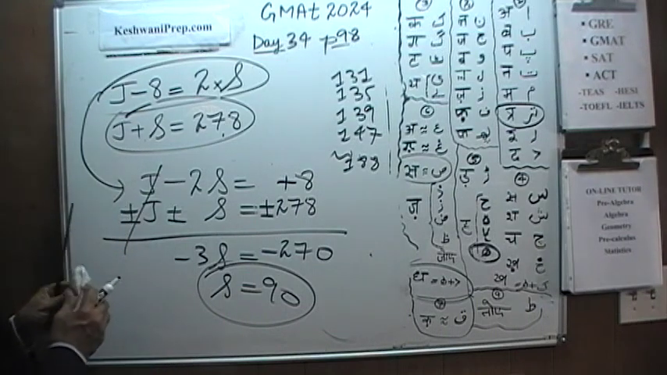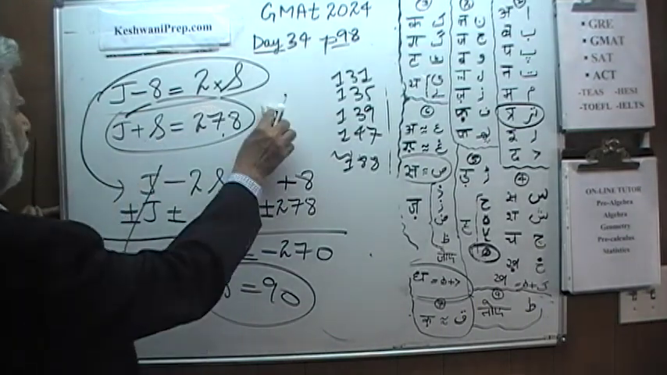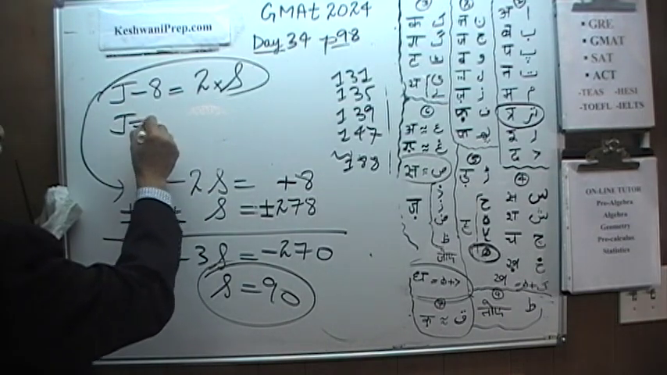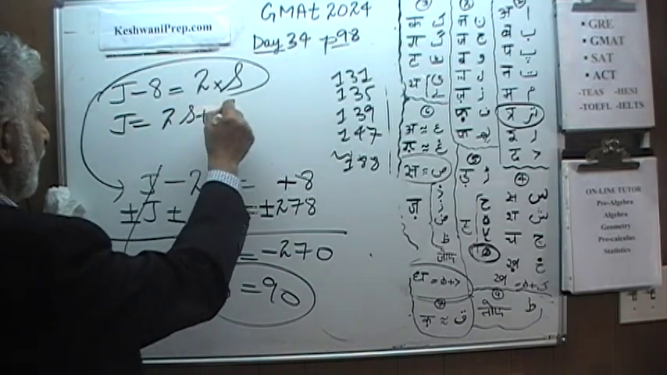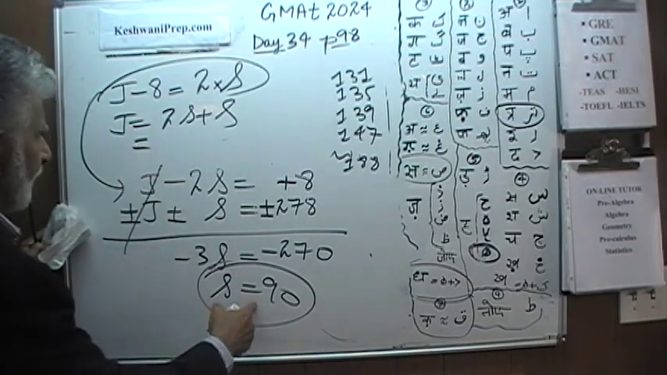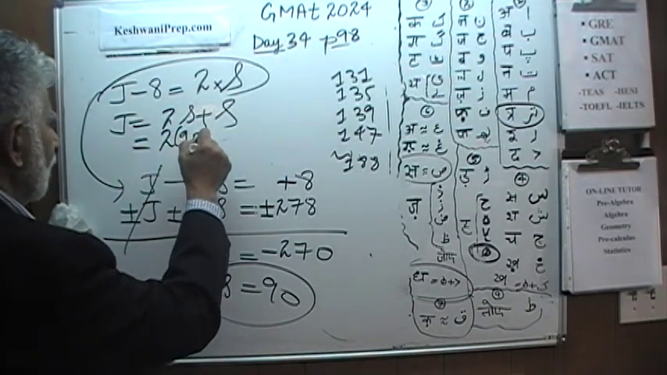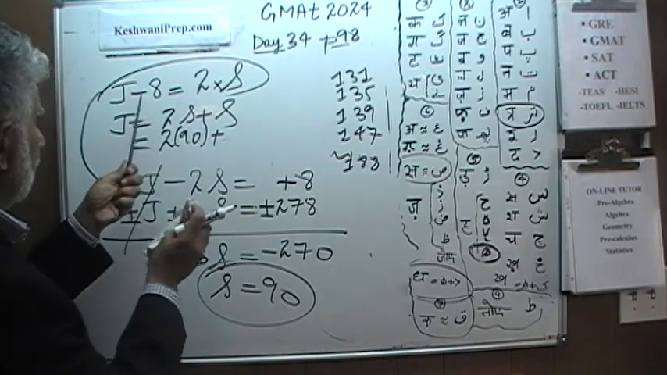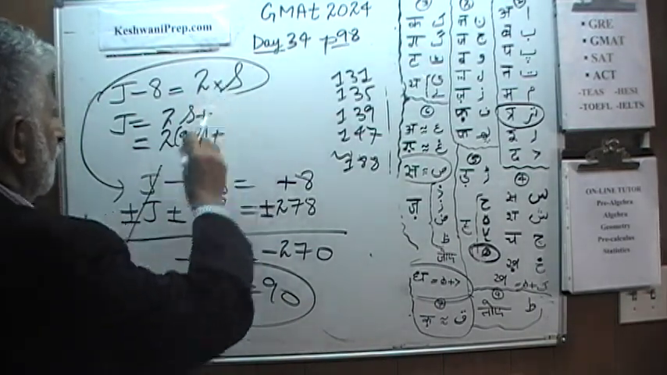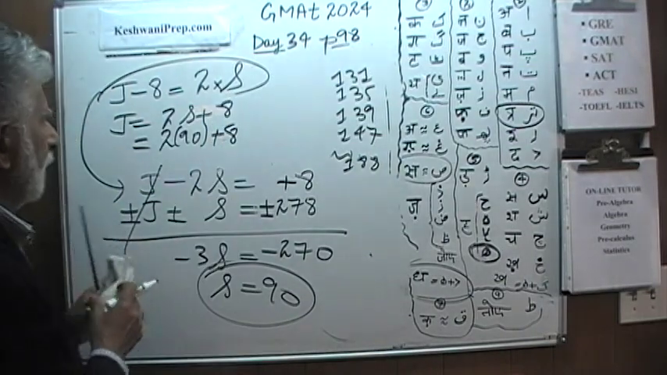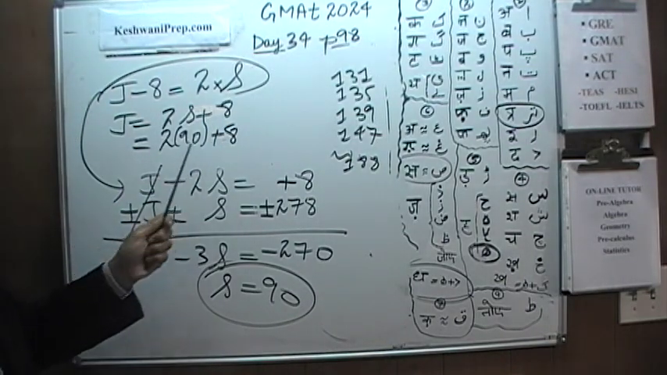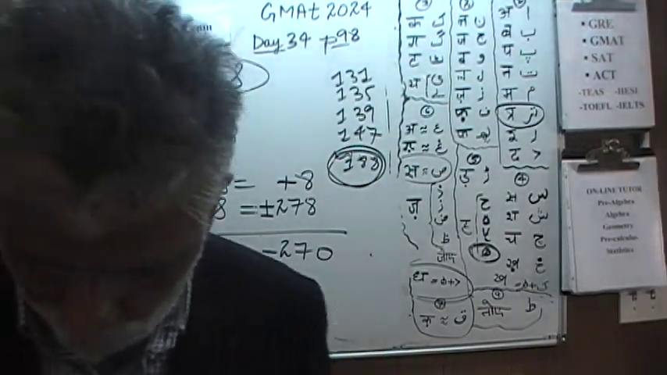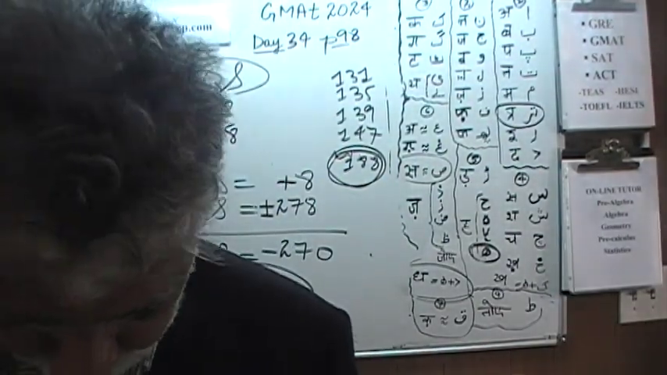Let's find out Jack's weight. Jack's weight is right here. Jack weighs 2 times S plus 8. 2 times 90 is 180, plus 8, 188. Very good. He weighs 188 pounds. Let's do one more.